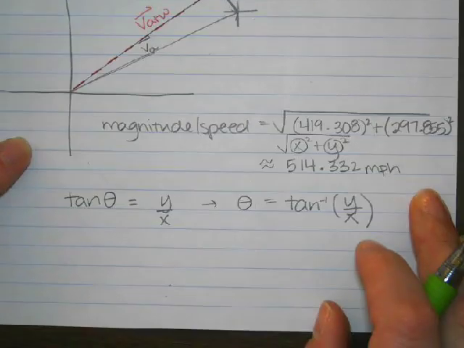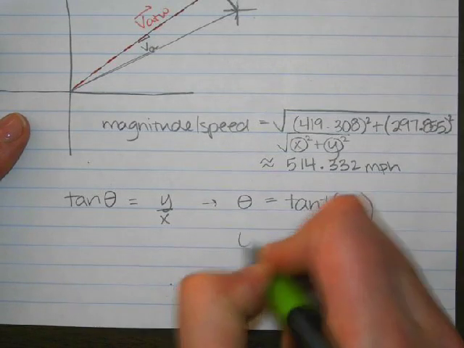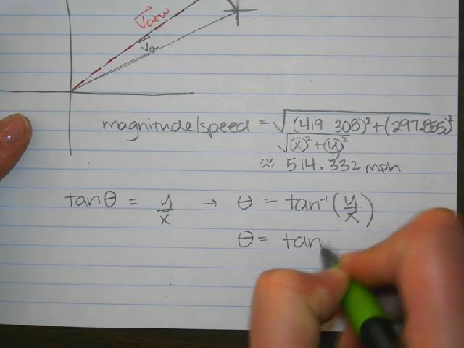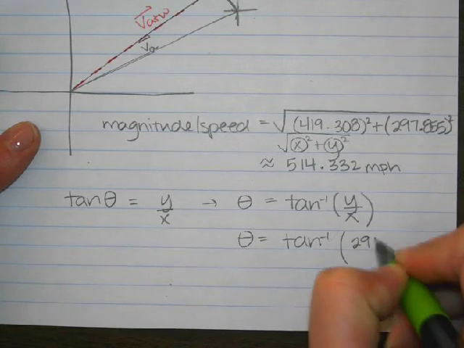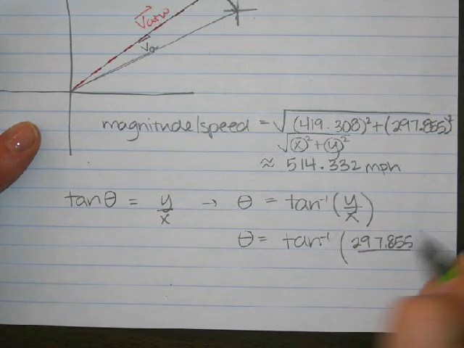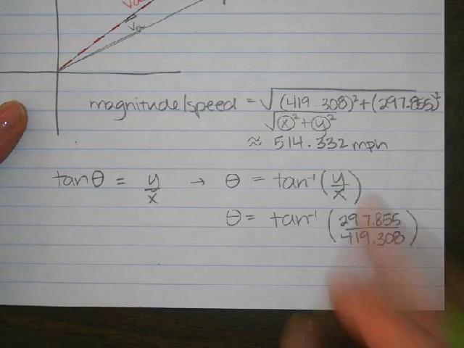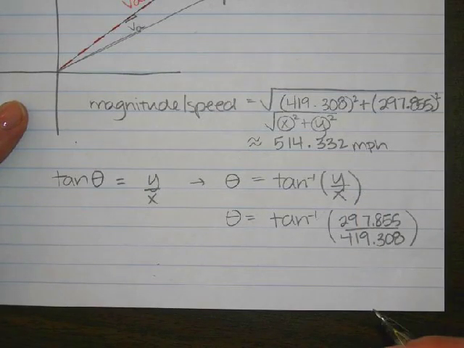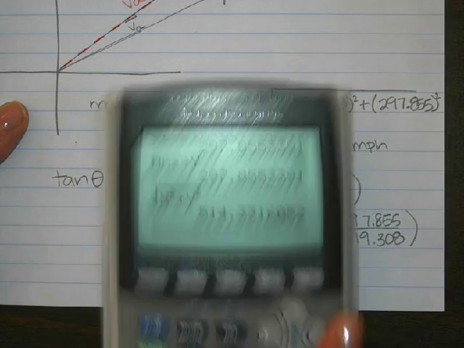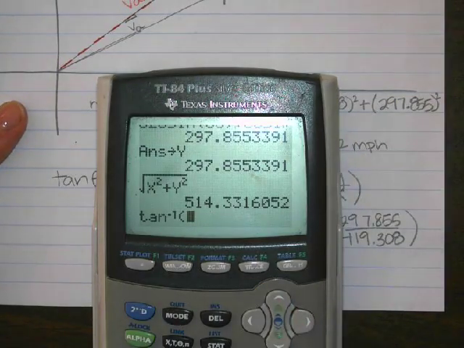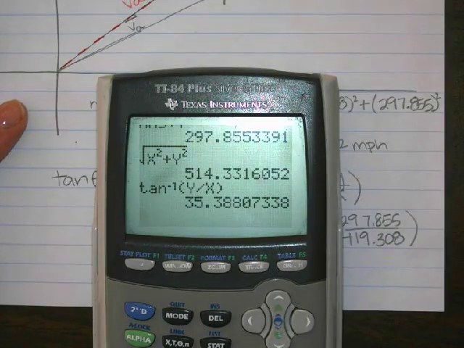All right? So in our calculators, we know that theta is tan inverse of 297.855 over 419.308. But we don't have to type those decimals in because we can use what we stored for y and what we stored for x. So we're going to type tan inverse of y divided by x. The nice thing is if you use x and y every single time, then you're basically just typing the formula into the calculator every single time. So it'll always work out the same way.